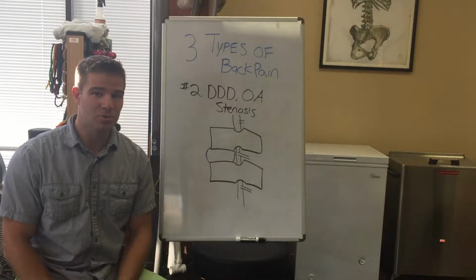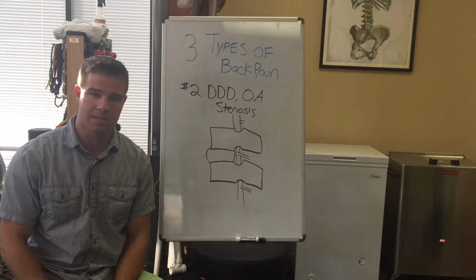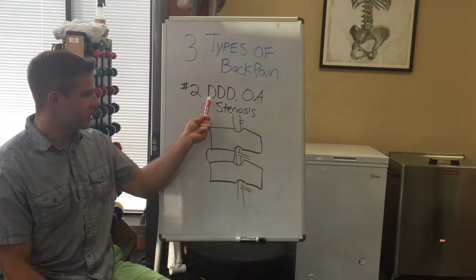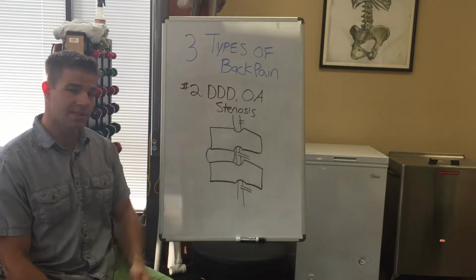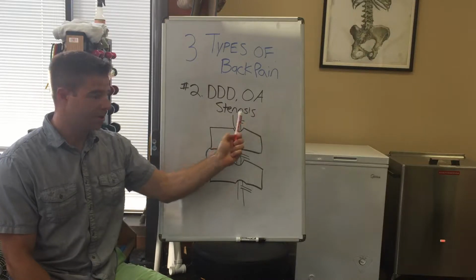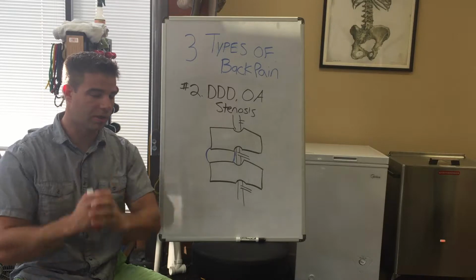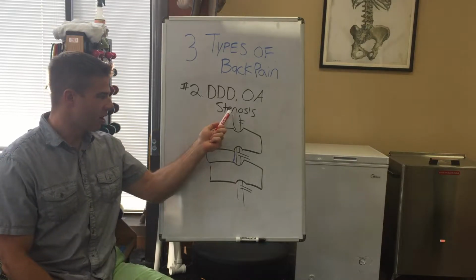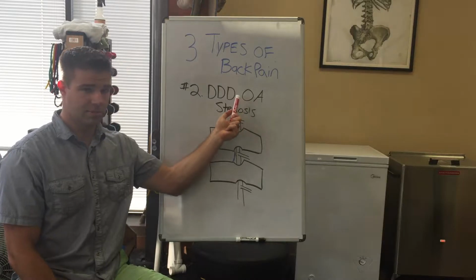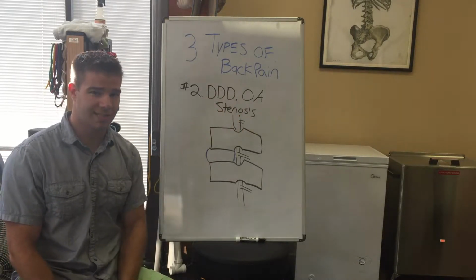All right, the number two most common type of low back pain that I see is kind of a mixture of things. It's called degenerative disc disease, osteoarthritis, or stenosis, which just means if you have a hole, that hole gets a little bit smaller. So stenosis is actually caused by osteoarthritis, which could also be caused by degenerative disc disease.